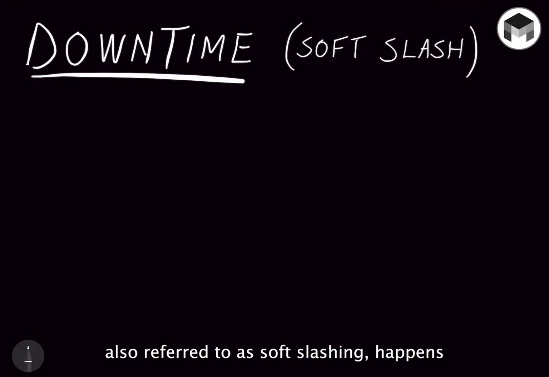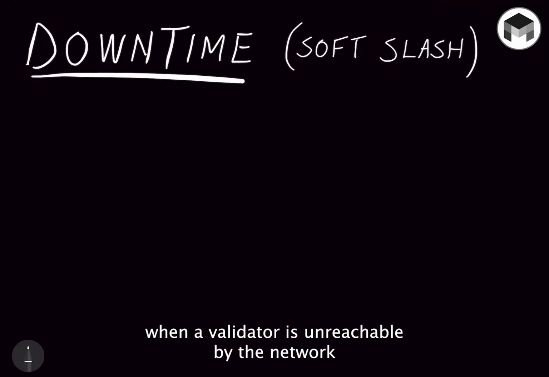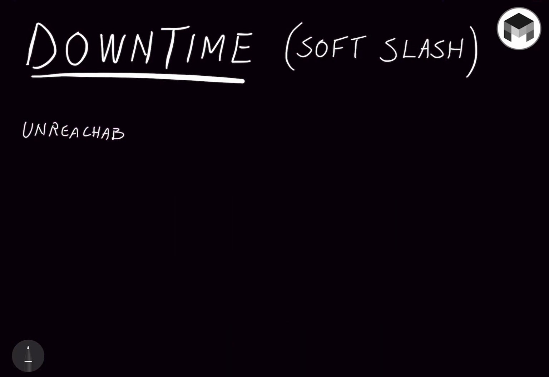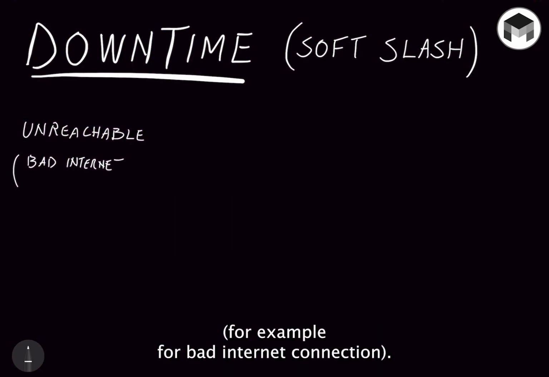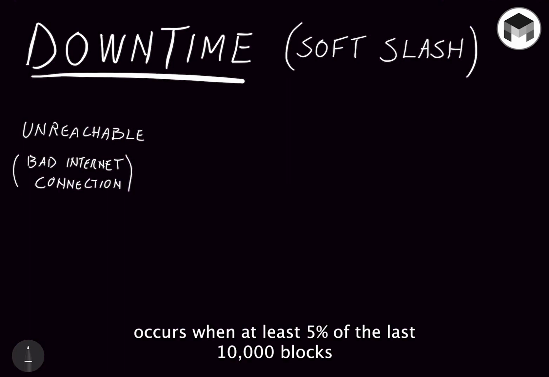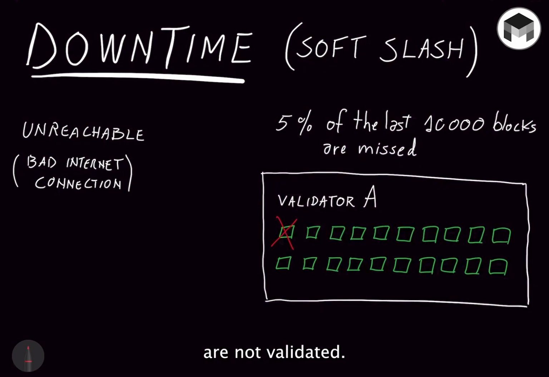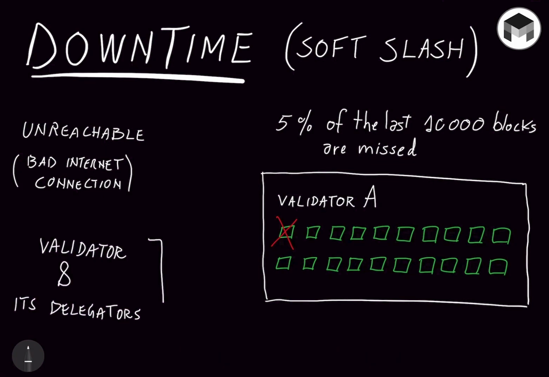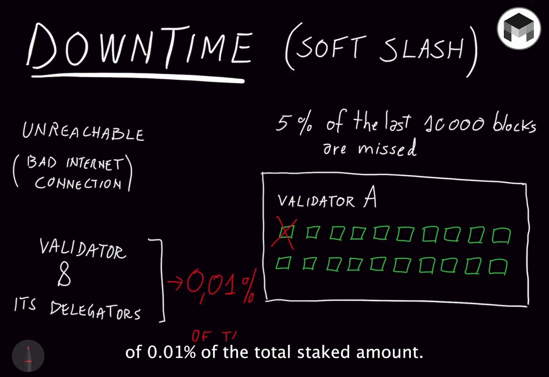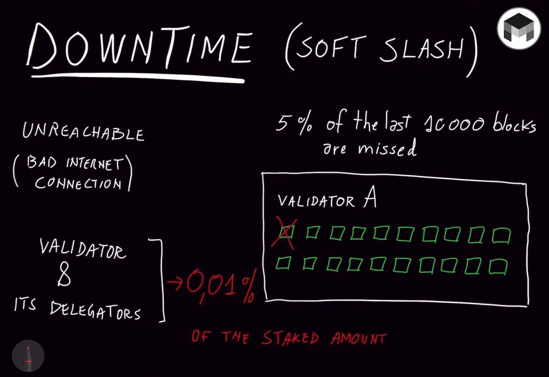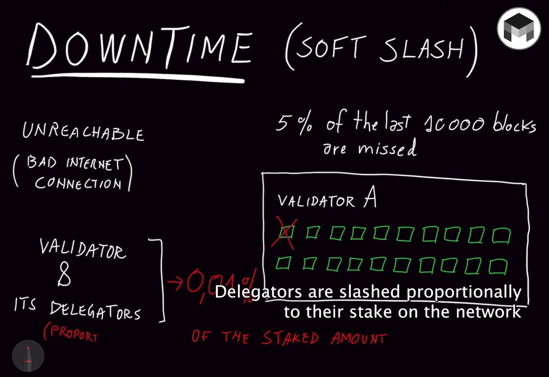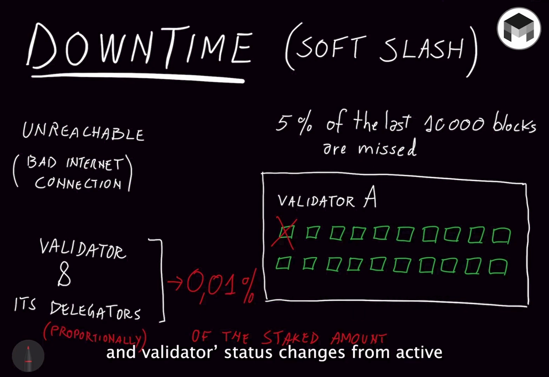Downtime, also referred to as soft slashing, happens when a validator is unreachable by the network, for example because of a bad internet connection. A soft slash occurs when at least 5% of the last 10,000 blocks are not validated. This triggers the liquidation, for both the validator and its delegators, of 0.01% of the total staked amount. Delegators are slashed proportionally to their stake on the network, and the validator status changes from active to jailed.